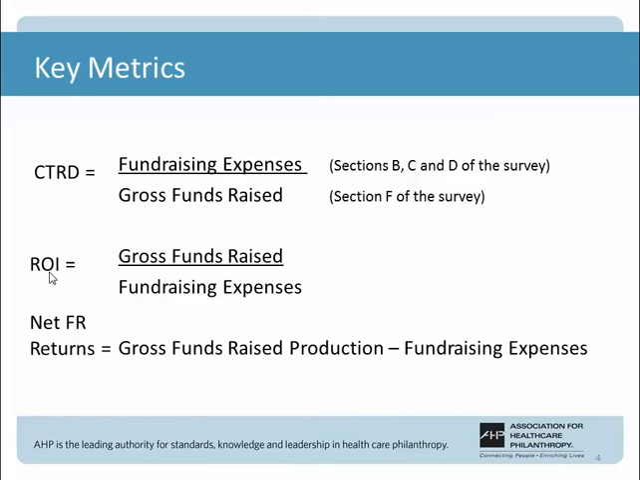Return on investment is the inverse of cost to raise a dollar. It's gross funds raised divided by your fundraising expenses. Your net fundraising returns are calculated by taking gross funds raised for production and subtracting your fundraising expenses.